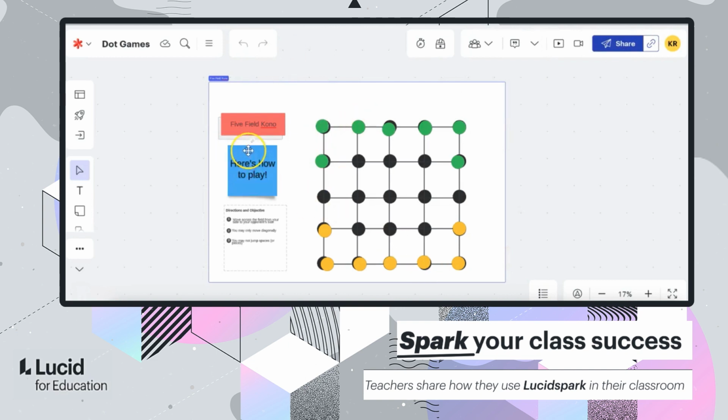There are directions that are linked here so that it would then open up so that they can see how to play the game. And there's a number of different games, so I could share different versions of the game with them. So that's one of the things that I've done.